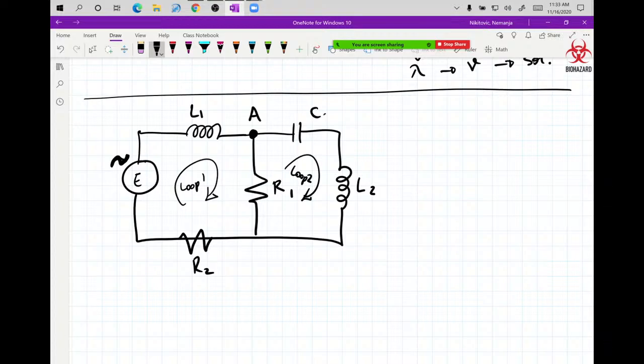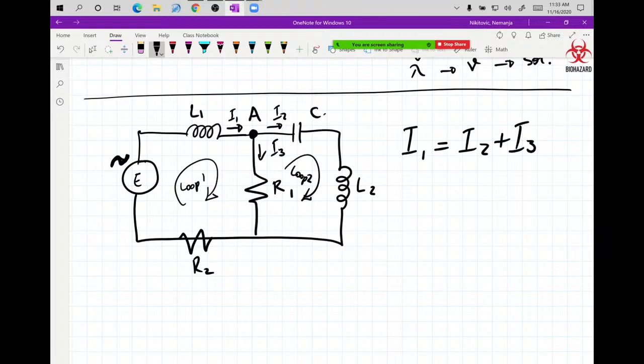Well, because I am going to draw directions for currents, I1, I2, and I3. And when I draw directions for currents like this, I immediately get that the node at A says that I1 is equal to I2 plus I3. That's the node value, and these are the currents in that node.